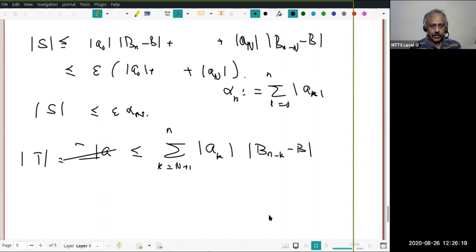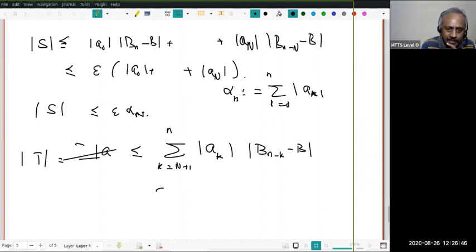Now let us see, how do I estimate this? You may think, okay, I can take epsilon out because for k greater than or equal to n, mod A k will be less than or equal to epsilon. So I can take epsilon out, you may think, right? If I take epsilon out, I just want to tell you the obvious estimate why it fails. Okay. If I take epsilon out, what do I get?